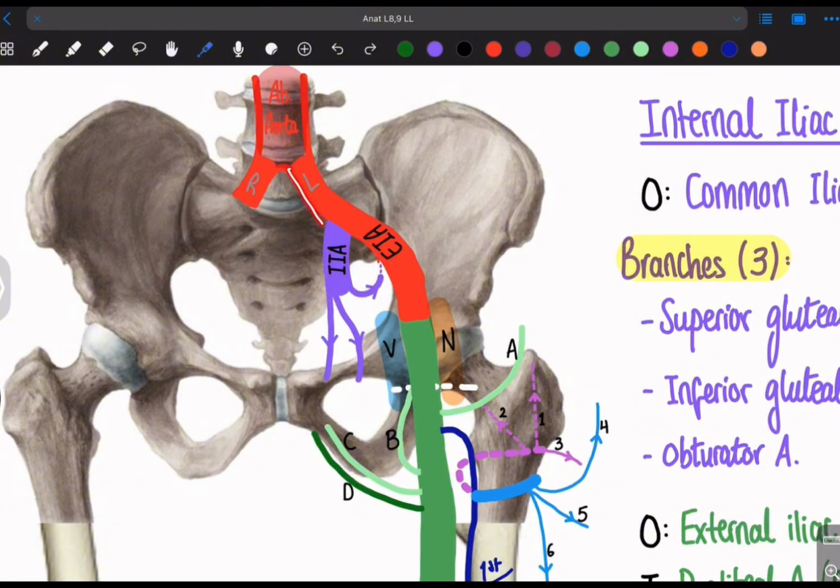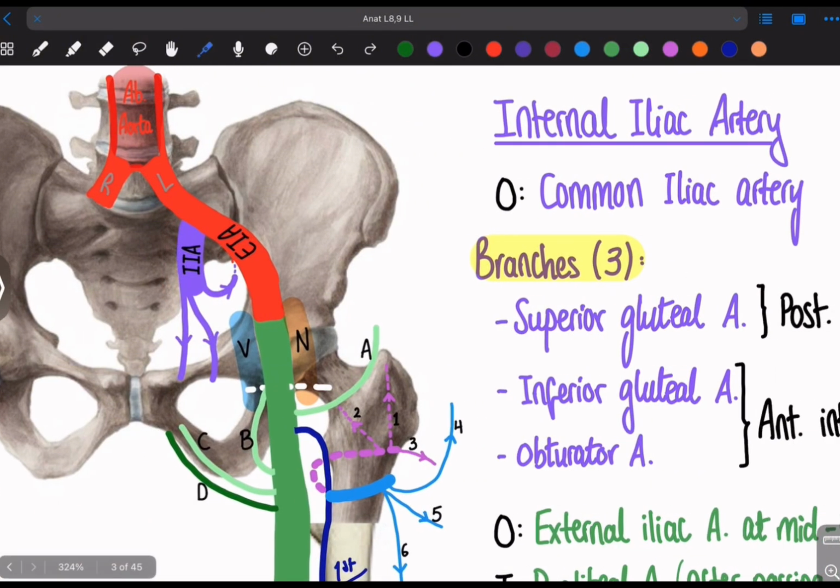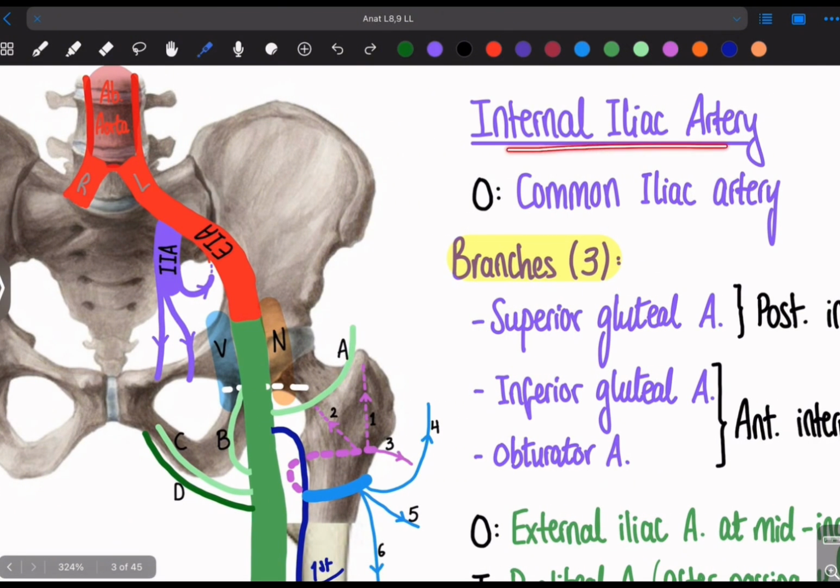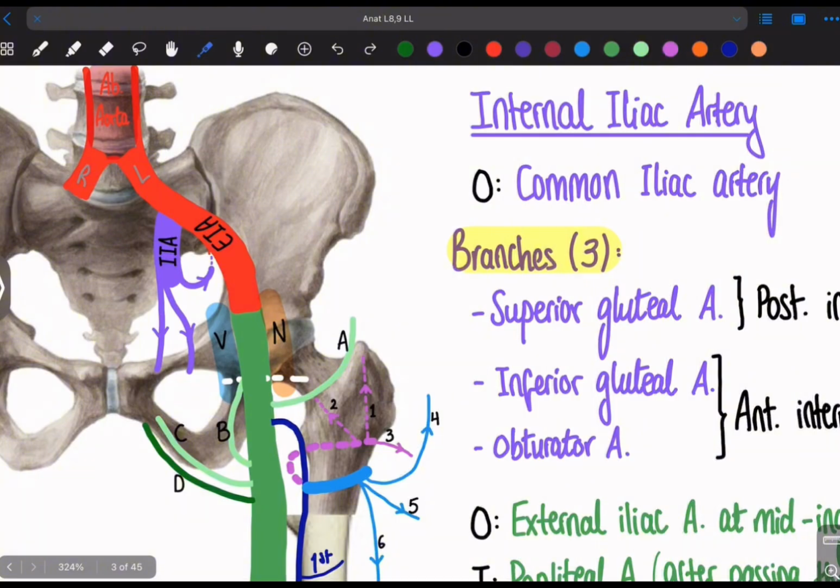So the common iliac artery, whether it's right or left, it doesn't matter, is gonna continue and divide into internal iliac artery and external iliac artery. Let's start with the internal iliac artery. So here we have the internal iliac artery. What's the origin? We just said the origin is gonna be the common iliac artery. What are the branches? It's gonna give us 3 branches.